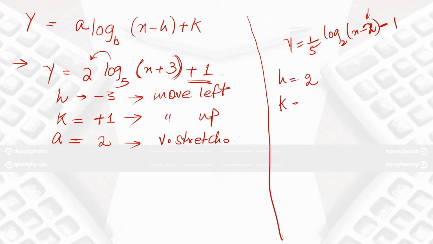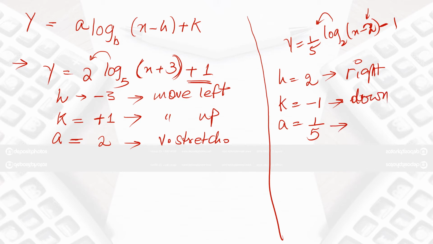So k is negative 1. We take it as it is, the same thing. And our a is 1 over 5, which is written before the log. Now h is positive, it means you will move towards the right side. k is negative, it means you will go one unit down, and a is 0.2, that means less than 1. It means you will be vertically compressing the graph.